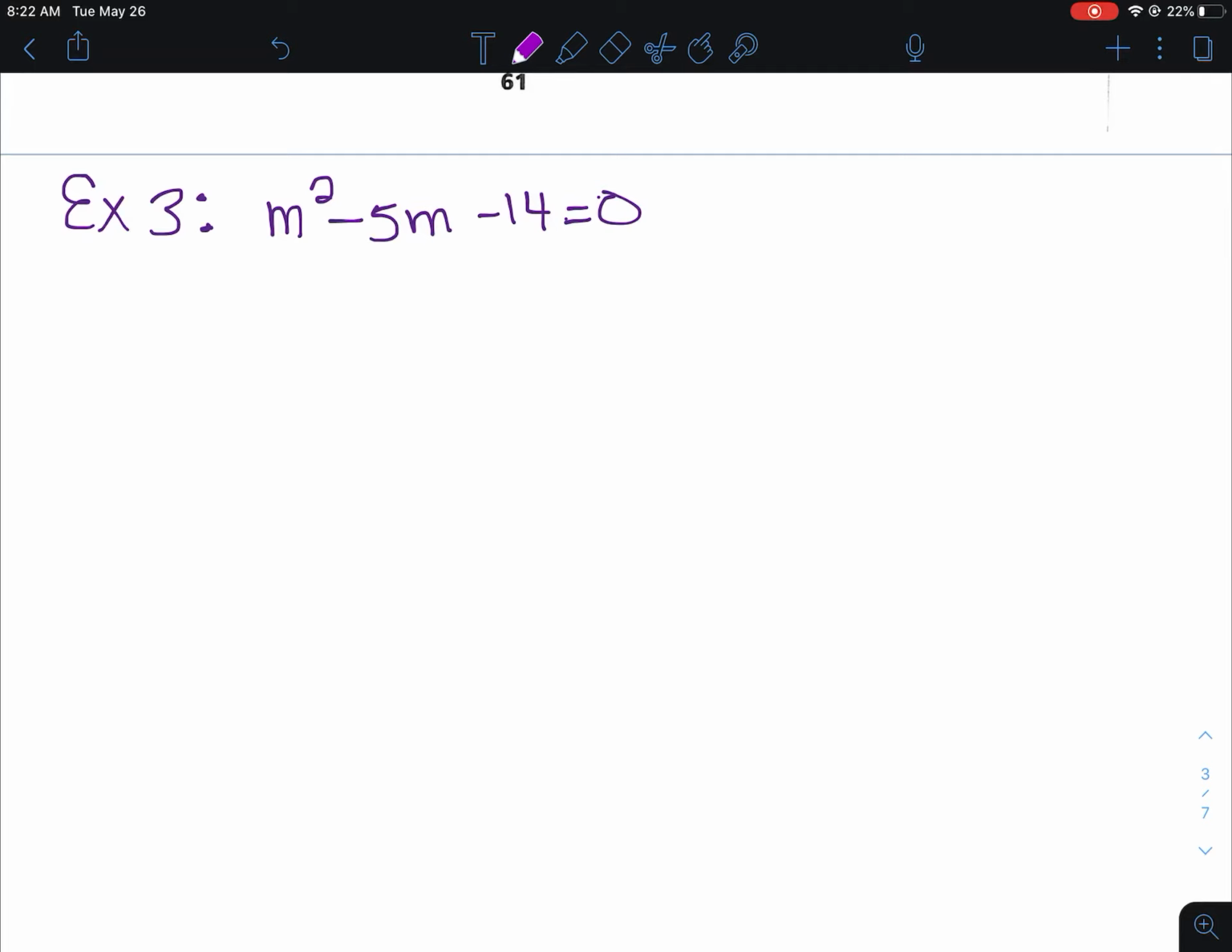And then let's try just a couple together. So example 3, m squared minus 5m minus 14 is equal to 0.